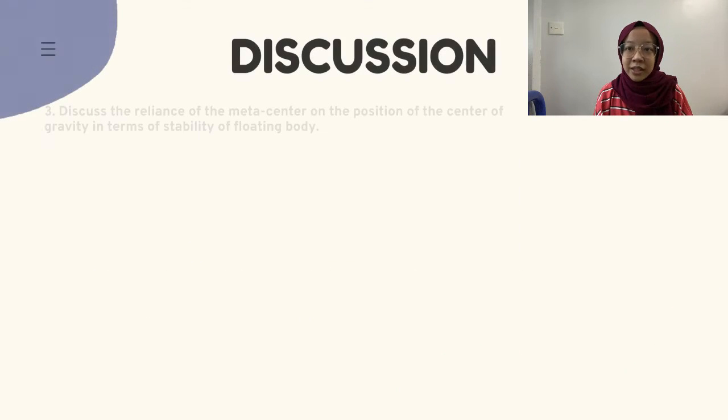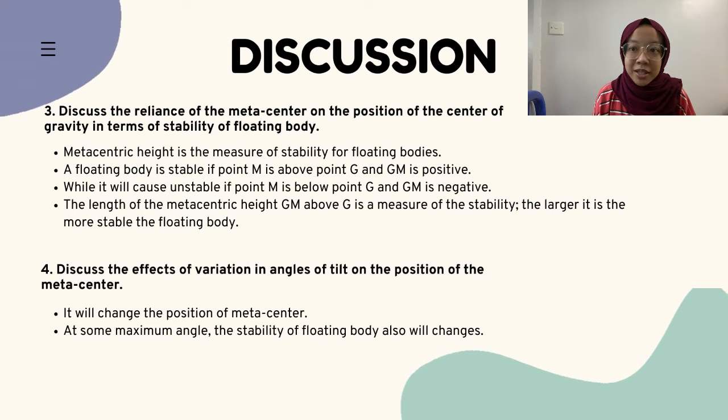And then for the next question, which is question 3, discuss the reliance of the metacenter on the position of the center of gravity in terms of stability of floating body. The first one is metacentric height is the measure of stability for floating bodies. The next one is a floating body is stable if point M is above point G and the GM is positive.